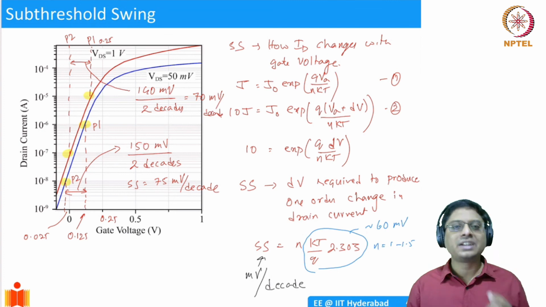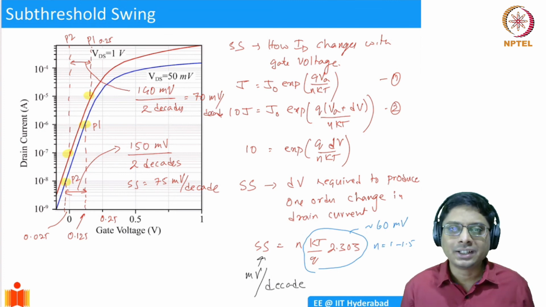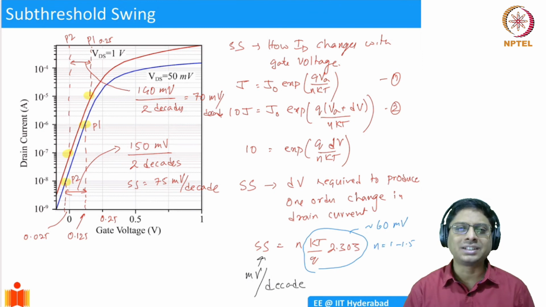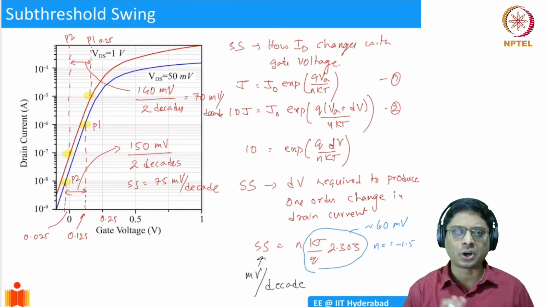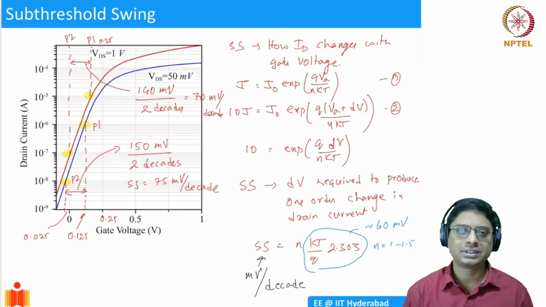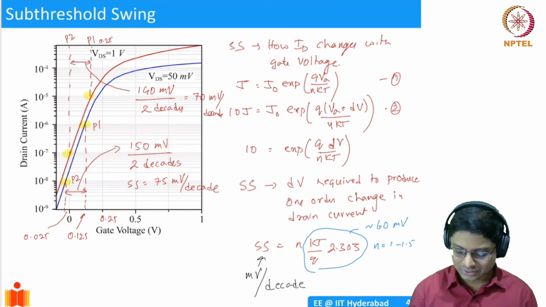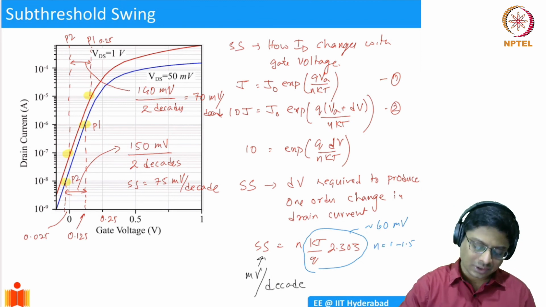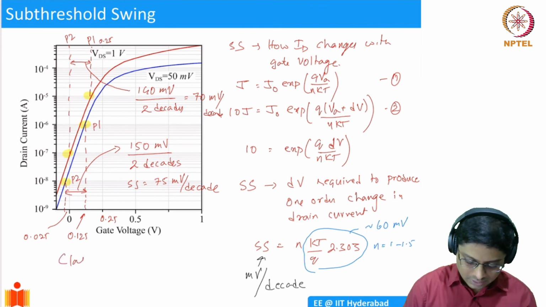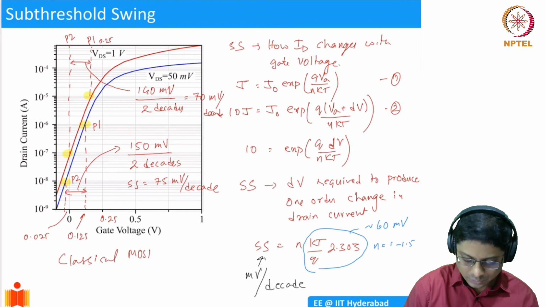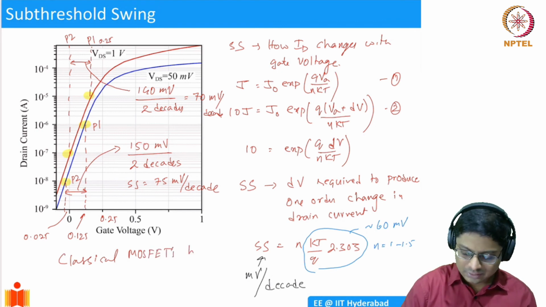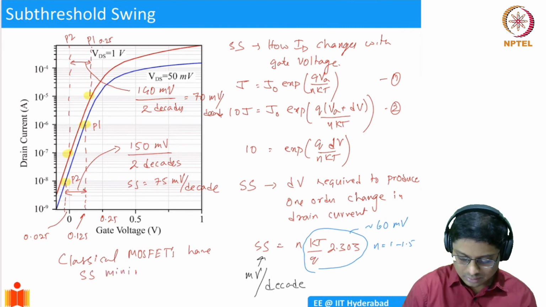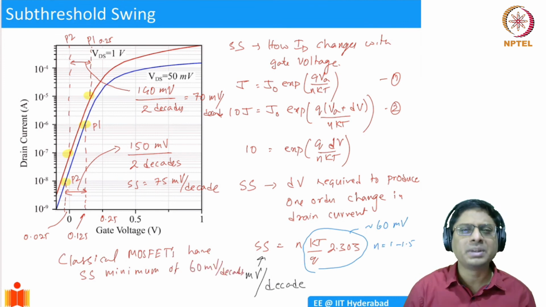Okay. So this is a very, very important parameter. Ideally, if you have an ideal MOSFET, you would like this to be 0, so that just below VT it is off and the current is completely 0. But in reality, with this sort of junction-based current flow configuration, classical MOSFETs, like what we have been discussing so far, have an SS minimum of 60 millivolts per decade. This is the minimum that you can get.